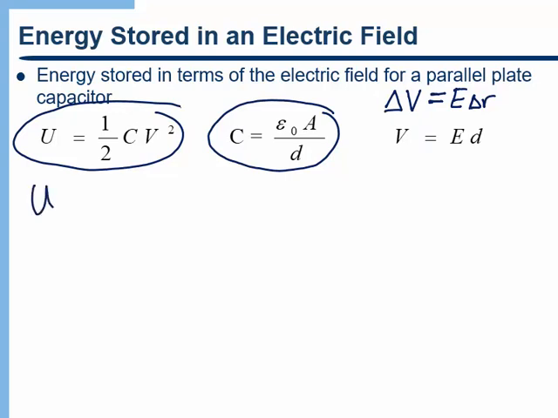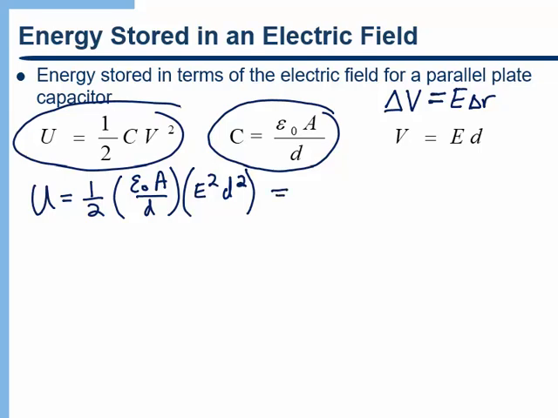Okay, so if I look at the energy stored in a capacitor, and I want to look at it instead of in terms of voltage, but in terms of the electric field, I can do that. I'm going to replace C with epsilon naught A over D, and I'm going to replace V with E times D. So that's going to be E squared D squared since the V was squared. And when I look at this, you'll notice that I can cancel the D with the squared, and I get 1/2 epsilon naught E squared A D.